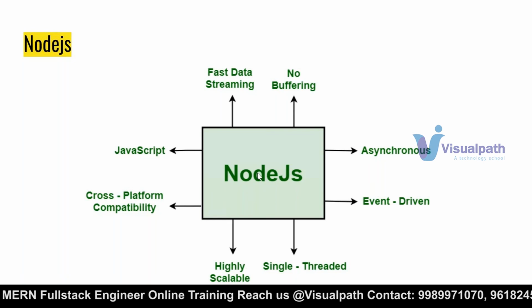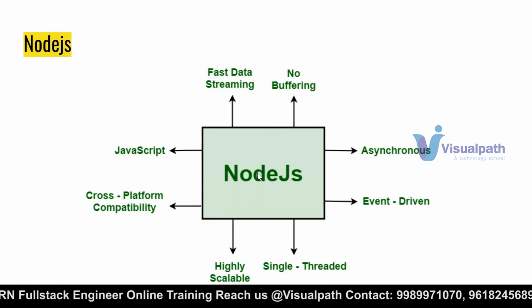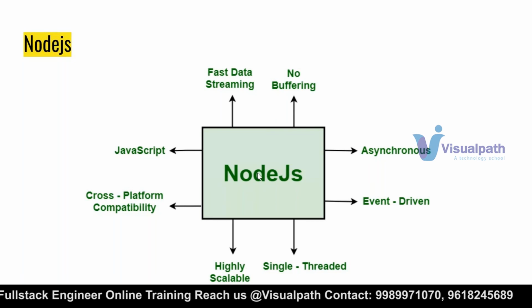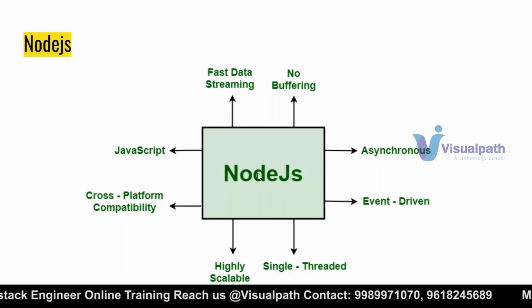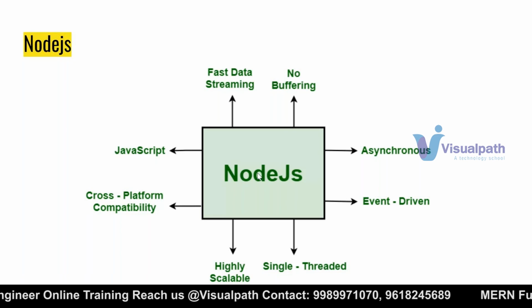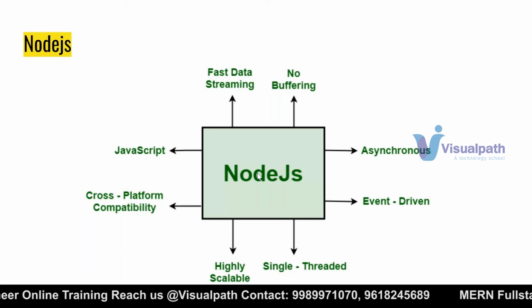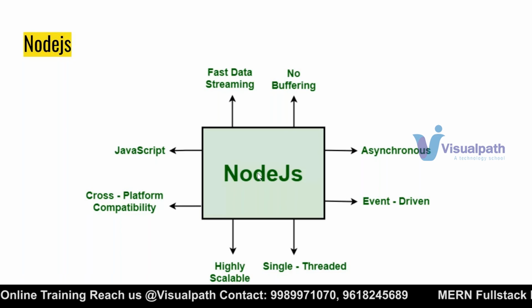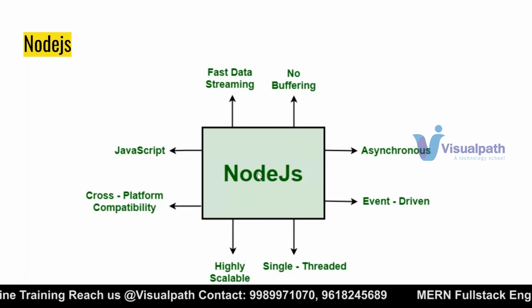That will be internally managed by the event loop. Therefore, that is an event-driven architecture. Therefore, it is single threaded but highly scalable. Just because it is event driven and has asynchronous capabilities, it is a highly scalable server. I mean, we can code a highly scalable server in Node.js.